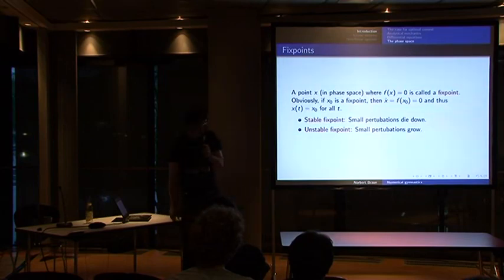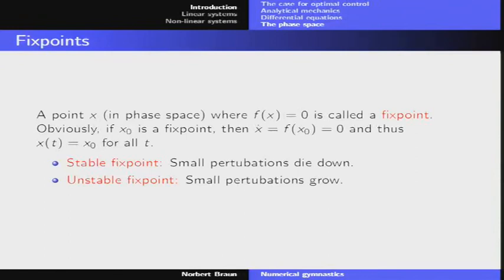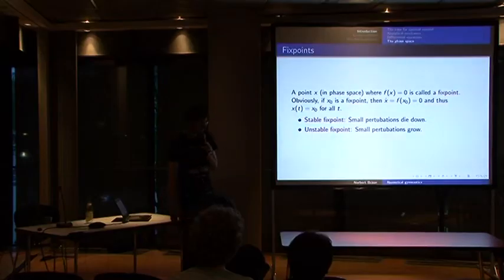Now the next thing is, of course, a point in phase space where the function is 0 is called a fixed point. And it's called a fixed point because the time derivative at this point is 0 and it never changes. So if we start at a fixed point, we stay there for all time. The interesting question is what happens if we start near a fixed point.